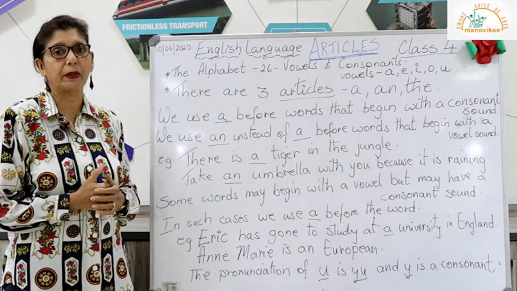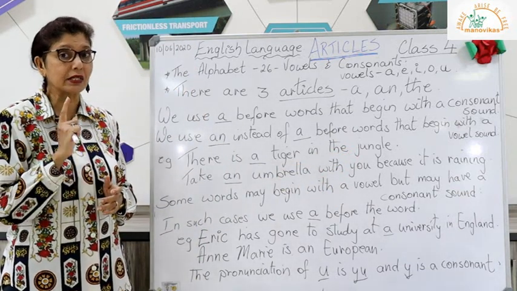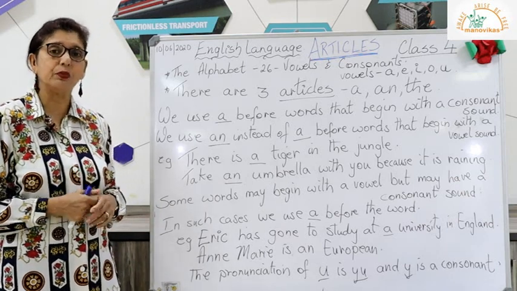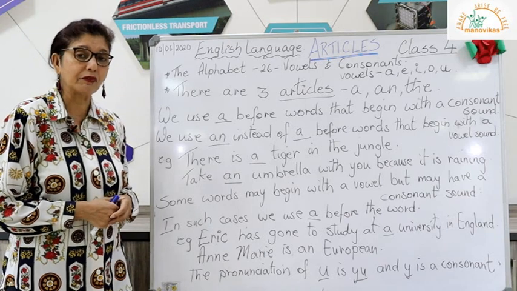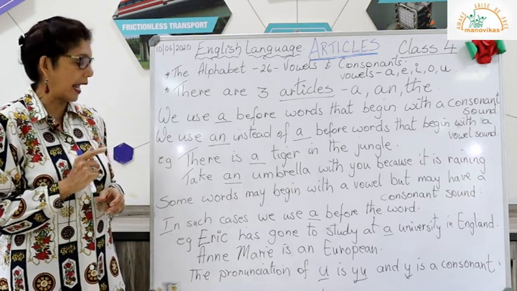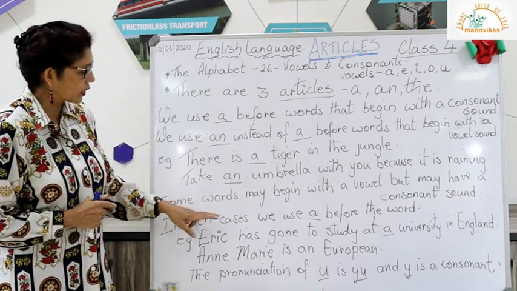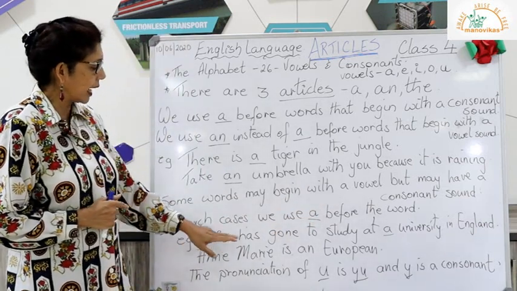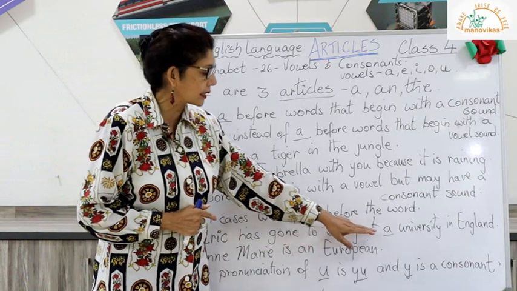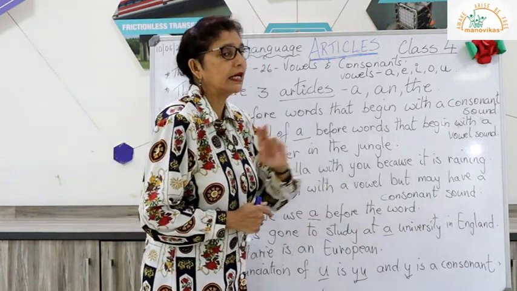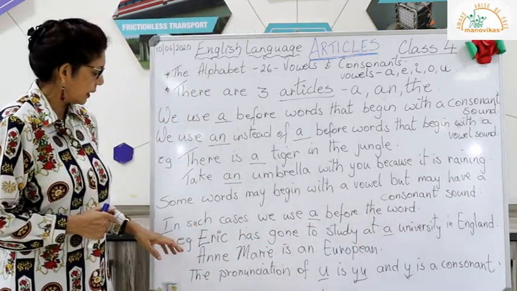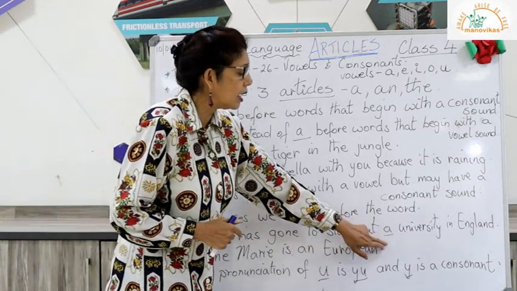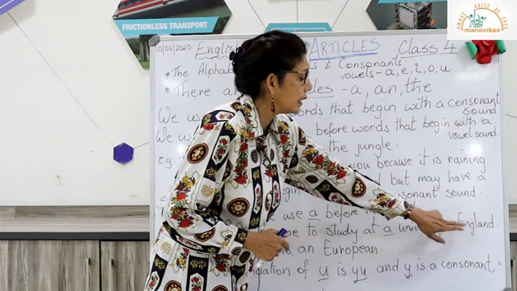Now some words may begin with a vowel but may have a consonant sound. So there are words which begin with a vowel but yet they have the sound of a consonant. And so when they have the sound of the consonant, we have to use a and not an. In such cases, we use a before the word, like Eric has gone to study at a university in England. I'll repeat the sentence. Eric has gone to study at a university in England.